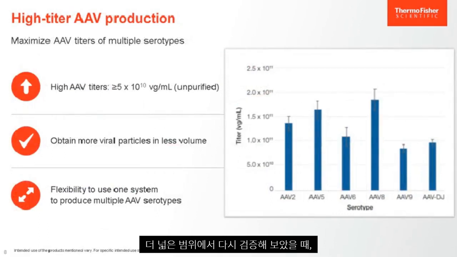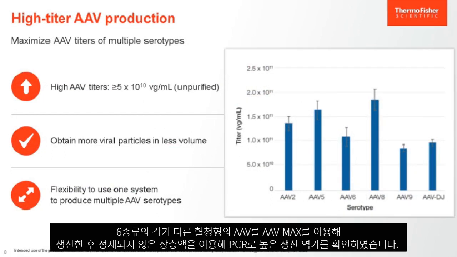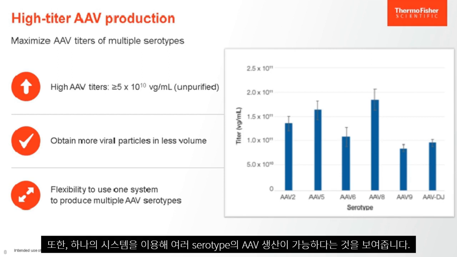Once again, looking across an even broader range of serotypes, we show here the AAV-MAX system generating high AAV titers, again by digital droplet PCR in unpurified crude supernatant across 6 different serotypes, which once again allows us to obtain more viral particles in less volume, and also showing a flexibility to be able to use one system to produce multiple AAV serotypes.